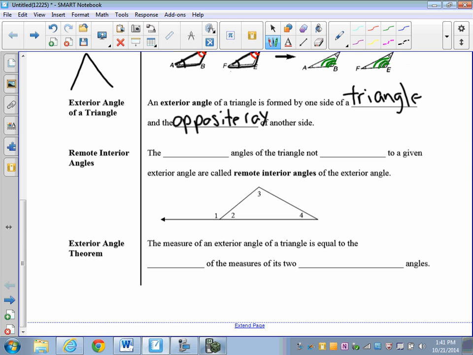So if this is my triangle right here, and I take this point here, the side going off to the right is part of the triangle. The side going off to the left is not part of the triangle, so that's going to be part of the angle. The exterior angle is made up of that part and one side of the triangle, which is right there. So this right here is an exterior angle.